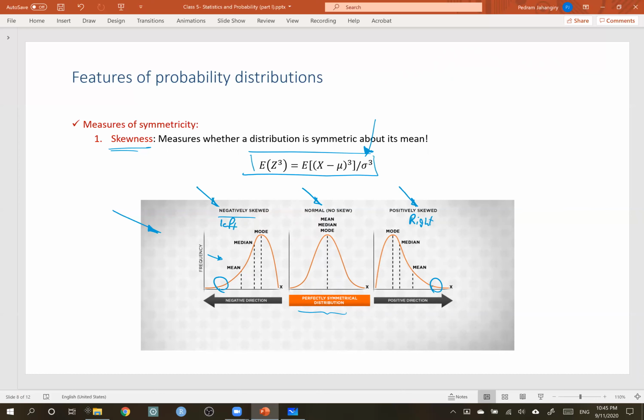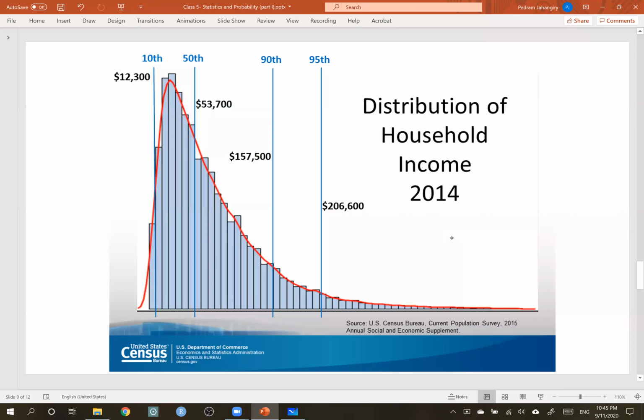Please, next slide. I don't know why it doesn't go to the next slide. Let me pause the video. I don't know why it doesn't change the slide. All right, I was finally able to change the slide.